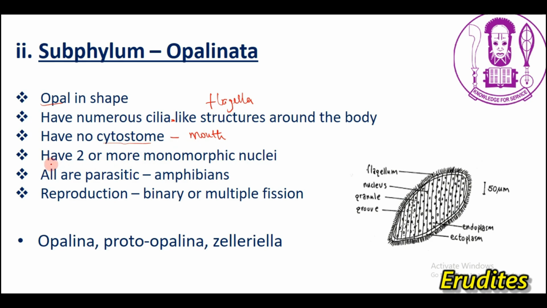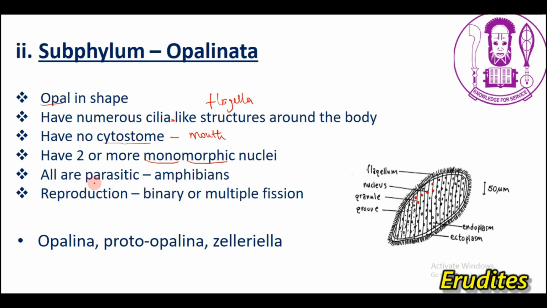Then another unique feature of the Opalinata is that they have two or more monomorphic nuclei. Mono means one, morphic means form. So when we say monomorphic nuclei, it means that the nuclei exist in one form. If you look at this Opalina, you will discover that it has a lot of nuclei. All these small dots that you see, they are the nuclei. They are very many, they are numerous, and they exist in one form. So they have two or more monomorphic nuclei. This is a very important feature of the subphylum Opalinata.